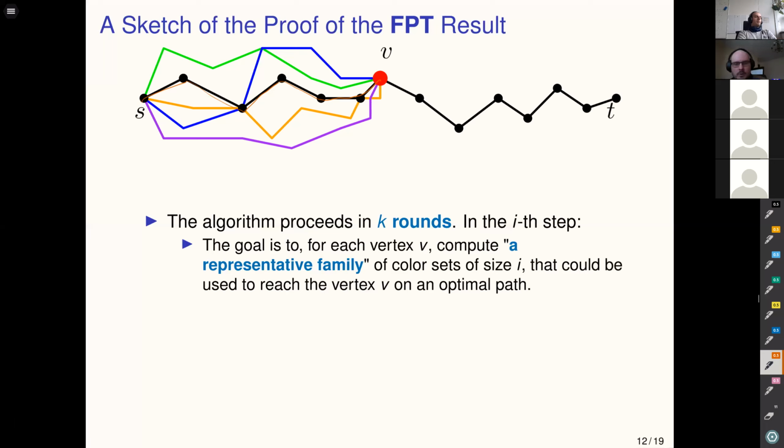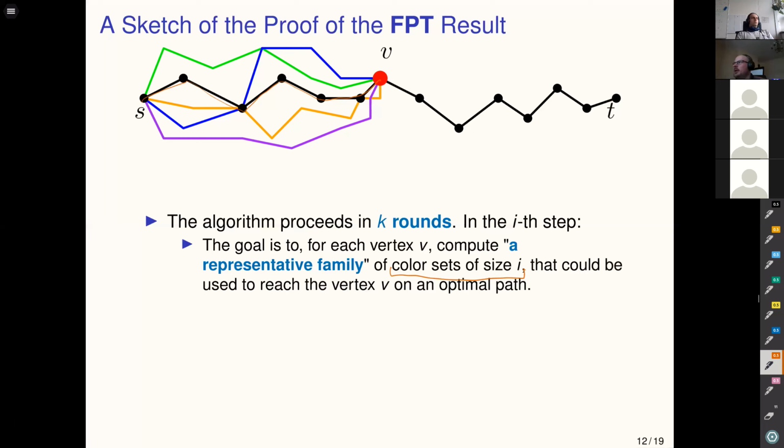And notice here I actually say a representative family of color sets of size I, and that is because it was very beneficial for us to go between color sets of the path and the paths. So if we have a path from S to V, it has some color set, and we don't completely care whether from S to V we used exactly this path. We only care that we used exactly these colors, and computing the color set of the path is easy. You just look at all the vertices and take the union of the colors.